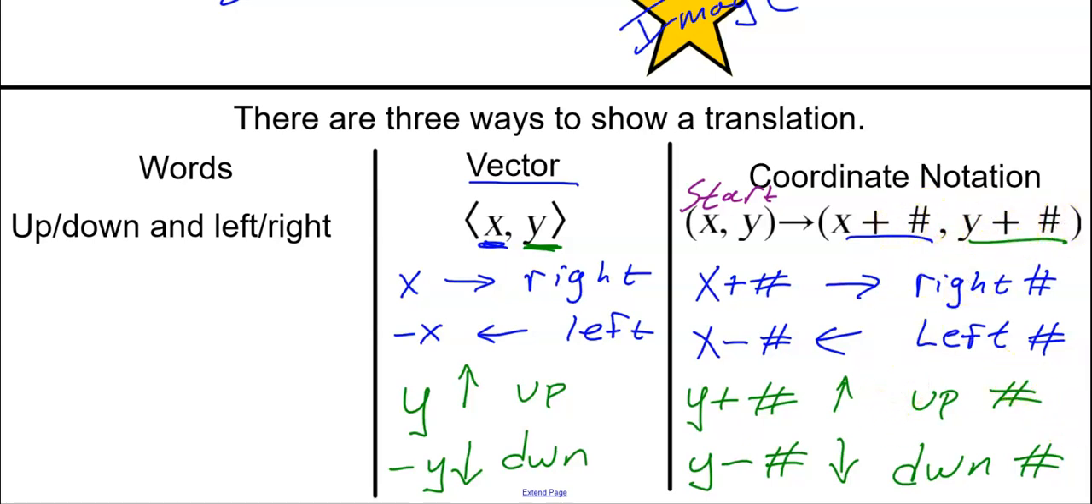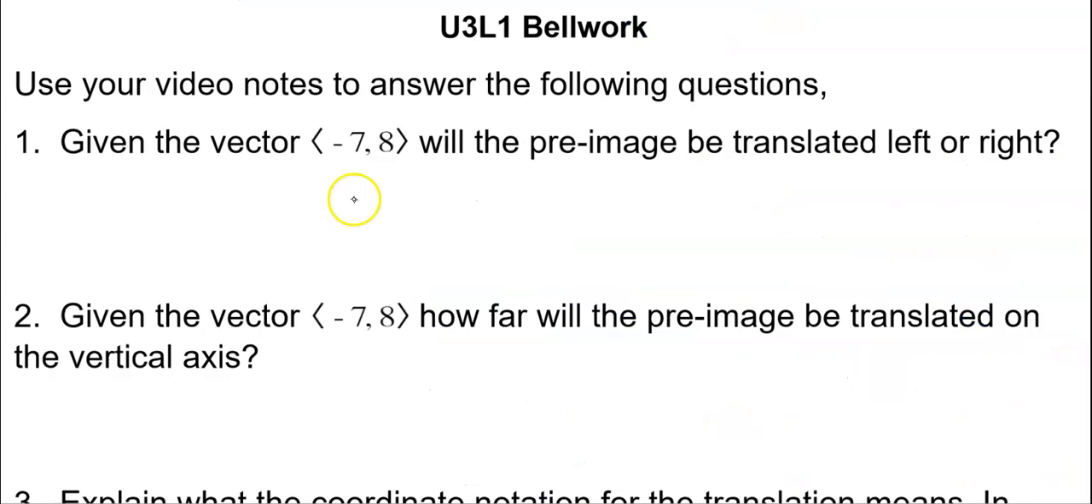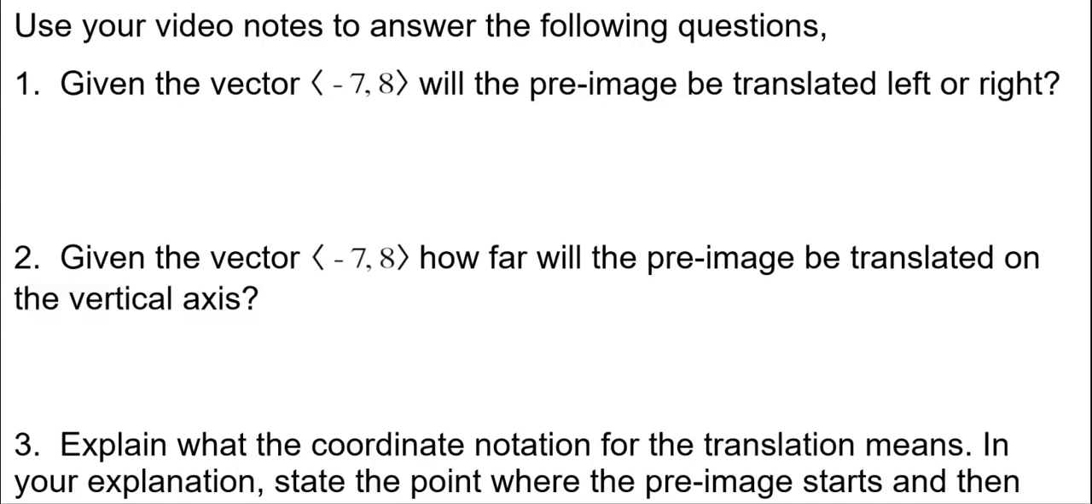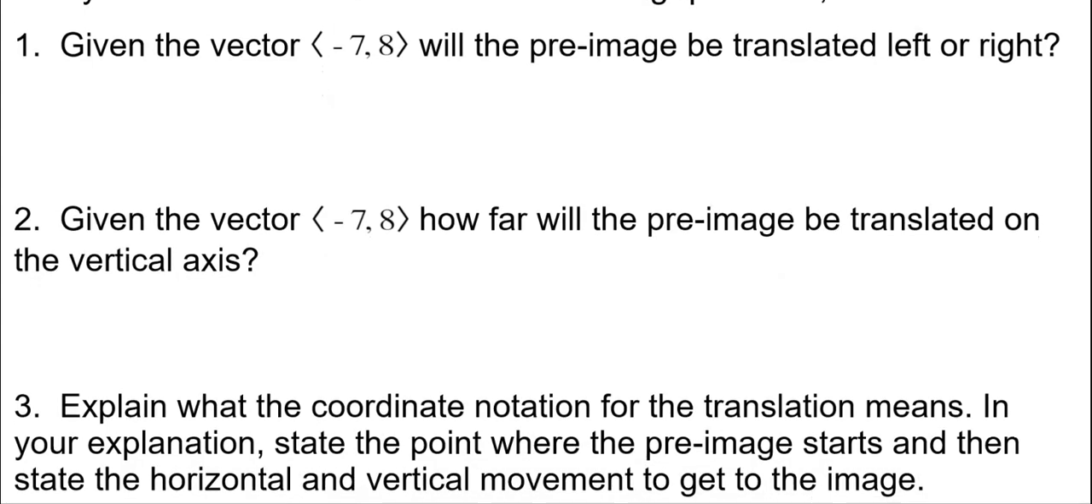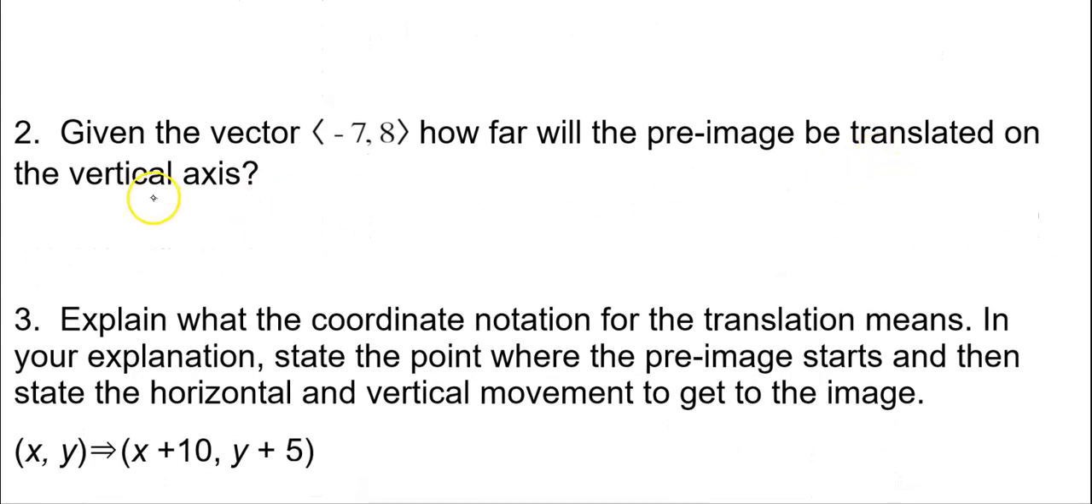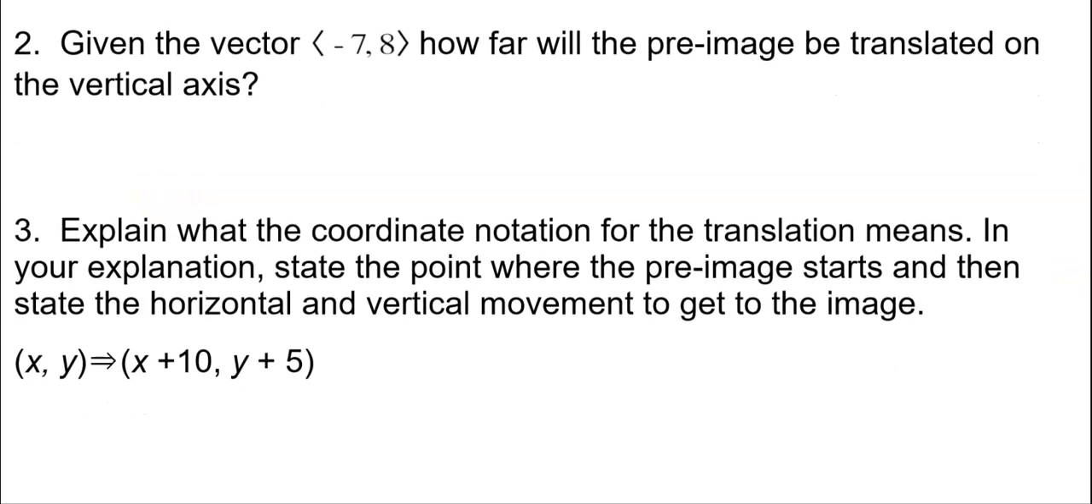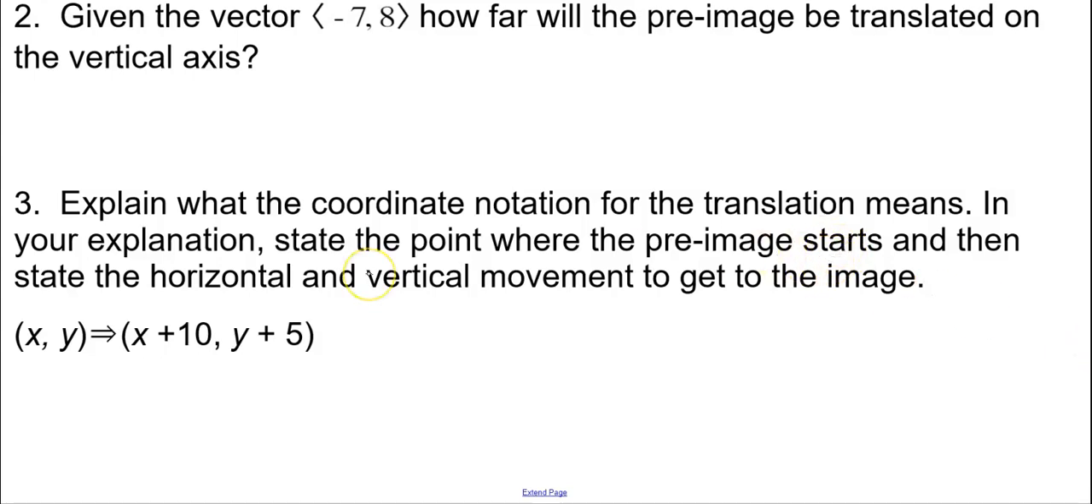Okay, so now let's look at our bell work. I am going to give you a vector. I want to know, will the image be translated left or right? You've got to look at which value you're going to look at for that. Given this vector, how far? Give me the number that we will be translated on the vertical axis. Vertical axis is up and down. And then explain what the coordinate notation for the translation means. This is going to be a drop-down menu in Student View. When you type stuff in, you will see that I started it off for you, where I'm going to say we're going to start at the point x, y, and then what happens to the x and what happens to the y.